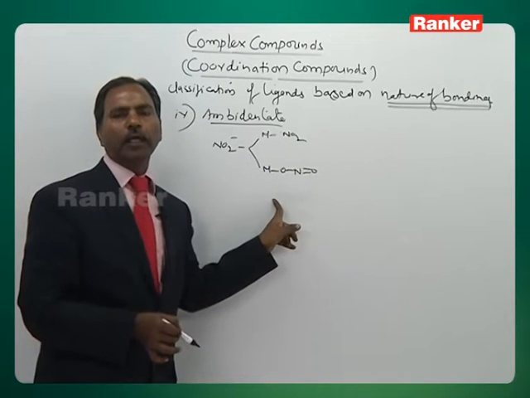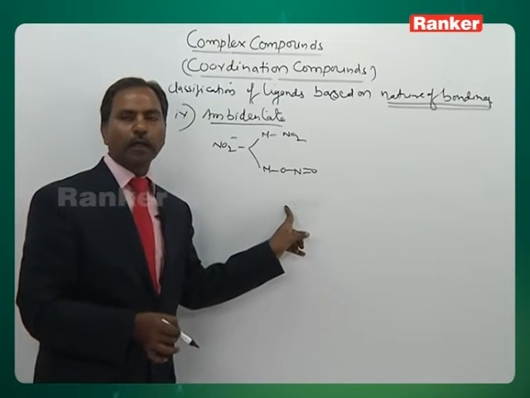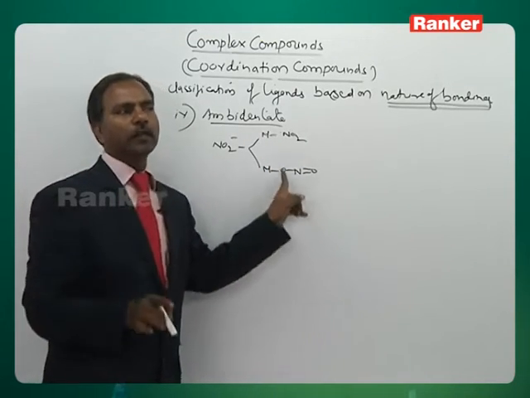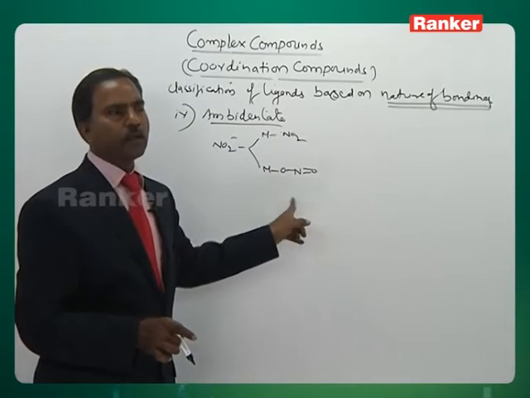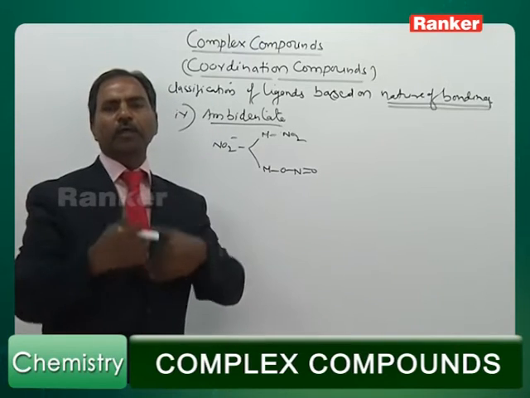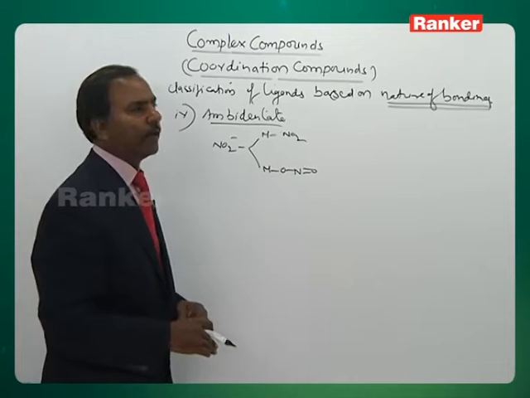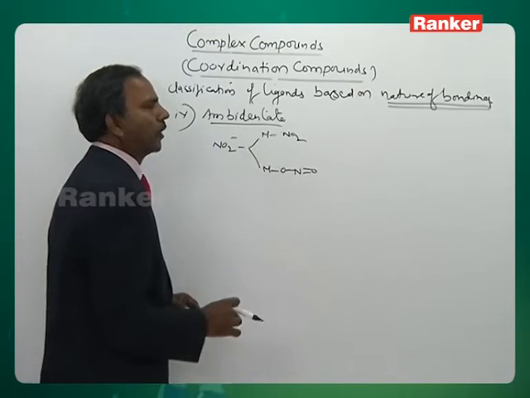The same thing we say nitrito. Nitrito, same ligand, but the donor atom here is nitrogen, here it is oxygen. Only one ligand, whether it is involving the nitrogen atom or the oxygen atom, there is ambiguity in bonding. Such ligands we call ambidentate. The best example is nitro.